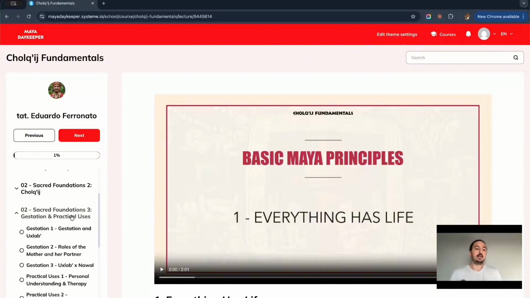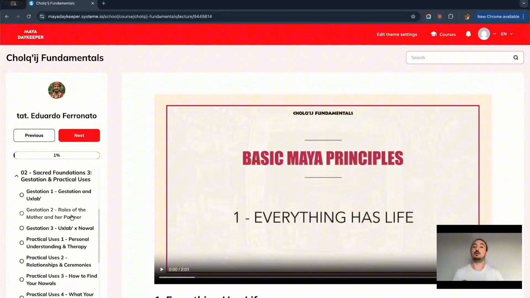The third part here, the sacred foundations, I start talking about gestation. What you hear about the Maya calendar out there is that gestation is only related to the 260 days and that's it. But here I go deeper. I explain concepts like the Ushlab, how the consciousness of the baby starts being formed, how to start analyzing the roles of the mother and the father to understand a person. I explain differences between Ushlab and Nawal. Ushlab is a concept that is very important that I explain here that nobody talks about.